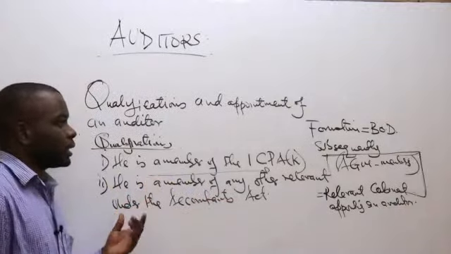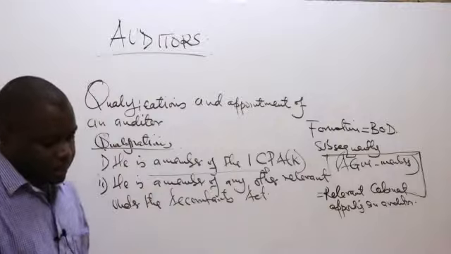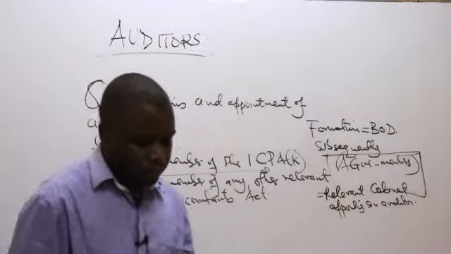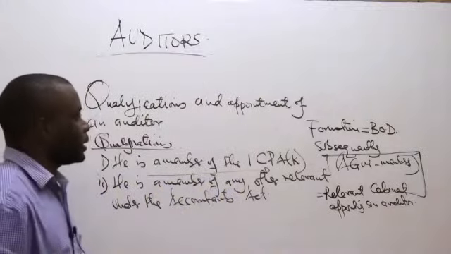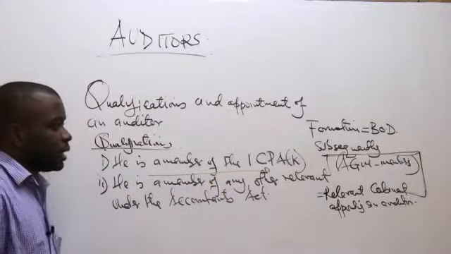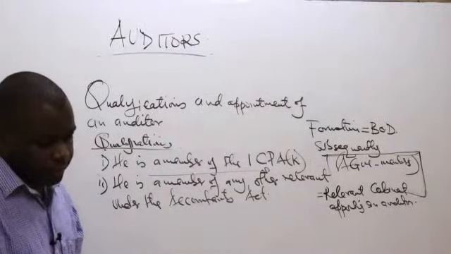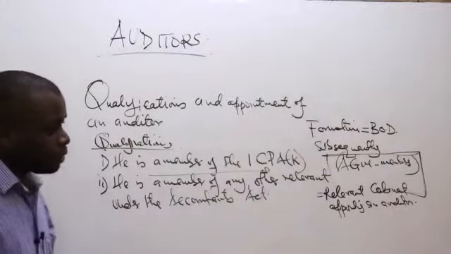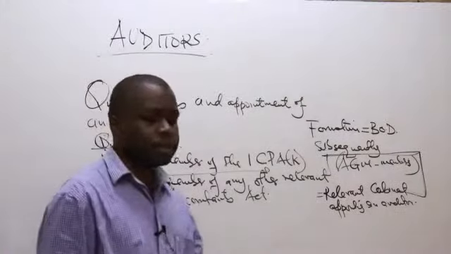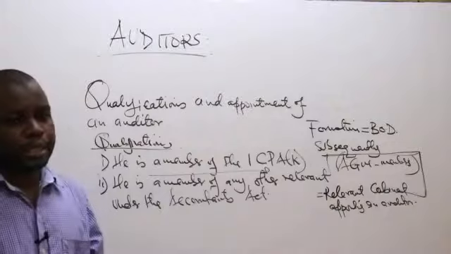So, of course, in such a case, you lose independence. You can say if his term of service has come to an end, then automatically the previous auditor will be reappointed, but certain circumstances can make him not be reappointed.